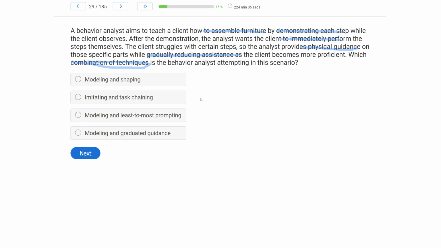B, imitating and task chaining. The analyst is not imitating, they're modeling. C, modeling and least to most prompting. The analyst is modeling, but they're using physical guidance. So they're not using least to most prompting, but rather most to least or some variation. D, modeling and graduated guidance. Yes, the analyst is trying to model, and then they're using graduated guidance as their prompting strategy.